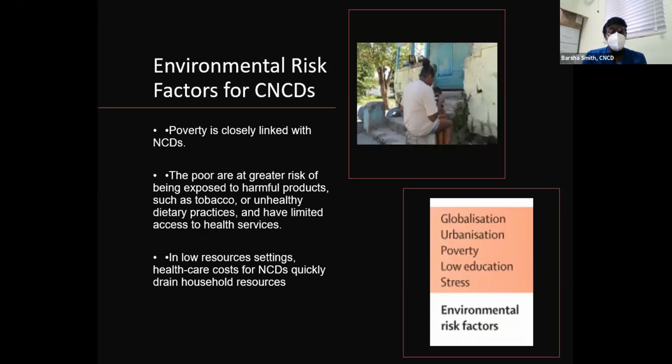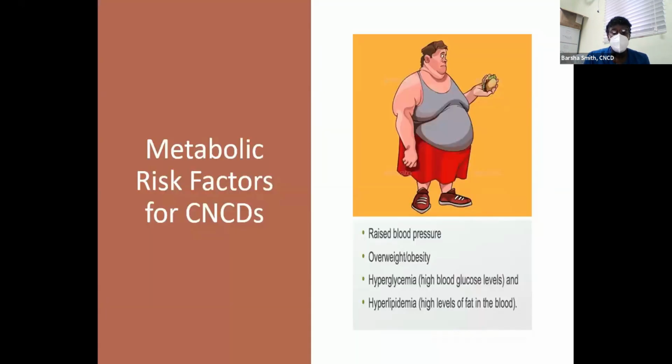When we think about environmental risk factors, we think about poverty. So we know that the persons who are poor or who are of a lower socioeconomic income tend to have an unhealthy diet and have limited access to healthcare, and therefore tend to be the ones that have more of the CNCDs that we see. When we look at our metabolic risk factors, we look at those with raised blood pressure, obesity, high blood glucose, and of course, fat in the blood.